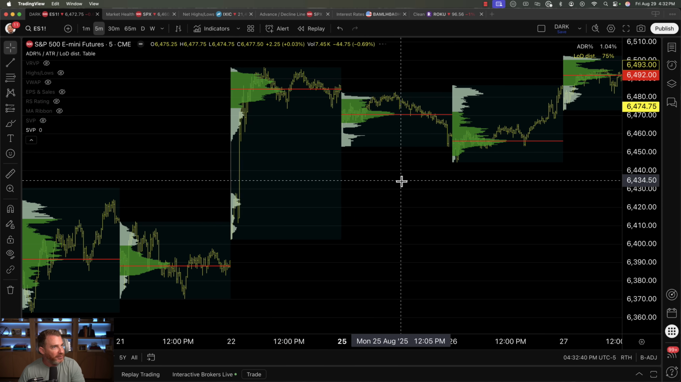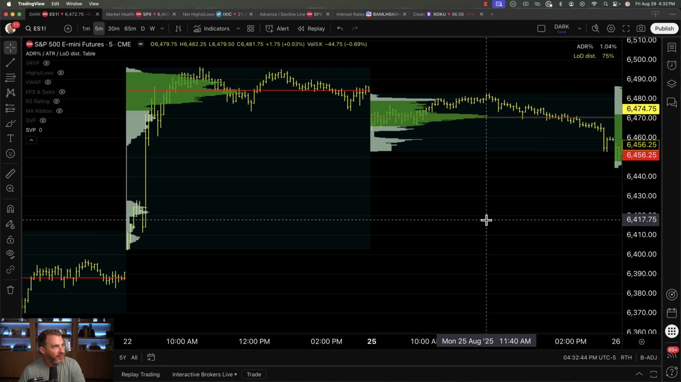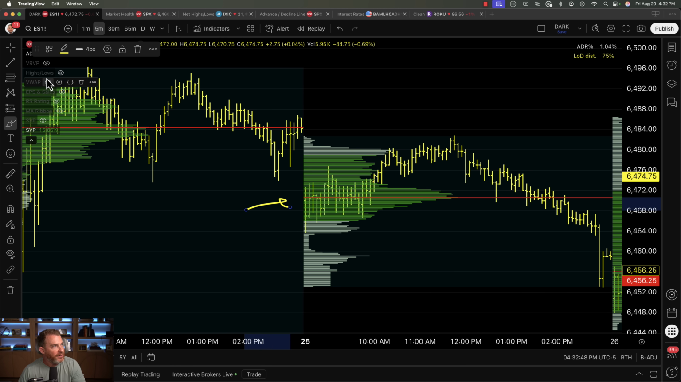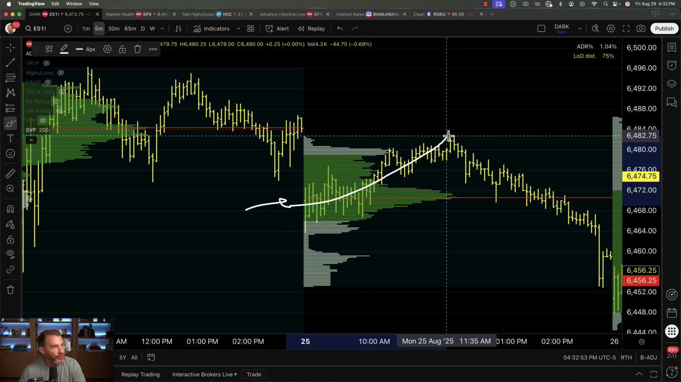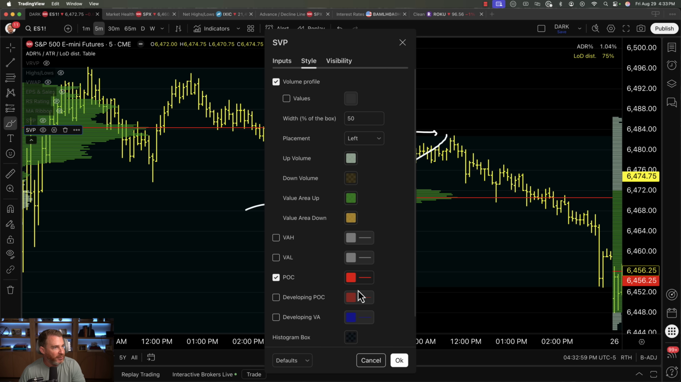Let's just zoom in a little bit. Now the next day it gapped down here, and notice where it went up to. It pulled right here, just about to the penny of the previous day's point of control. I'll make that a little bit thicker.